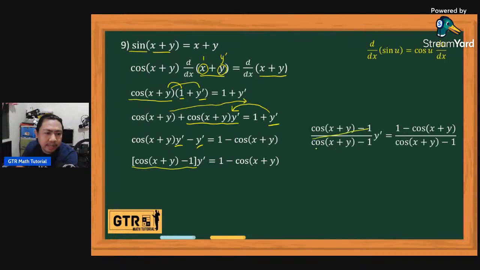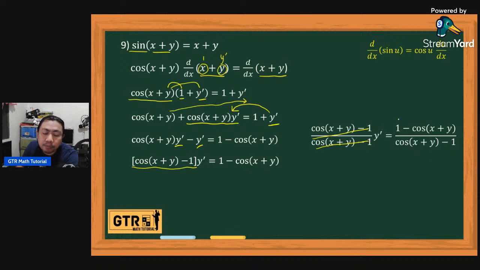So we can cancel this. So what's left on the left side is y prime. As you can see on the right side, it's almost the same: 1 minus cosine x plus y over cosine x plus y minus 1. So we can cancel this, but this is equal to negative 1.